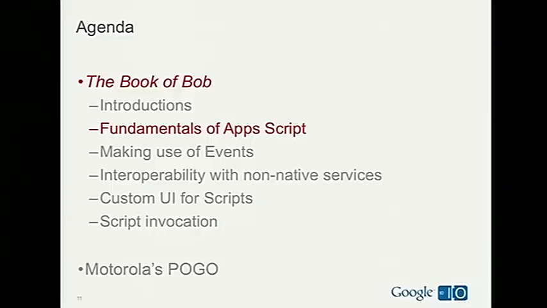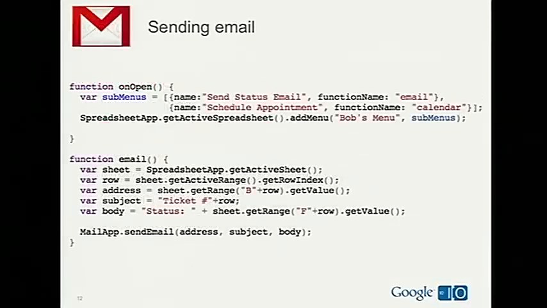Let's walk through a couple of those examples, starting with sending an email. We've got some JavaScript code on the screen. The first little block defines a few custom menus. We're saying when the spreadsheet opens, let's set up two menus, one to send a status email and one to schedule an appointment. And then the bottom function is the email sending function. Very briefly, we reach into the spreadsheet, we pull out whatever row has been selected, and from that, we construct an email to inform the user of the status of their query. So we've got a little demo of this in operation.